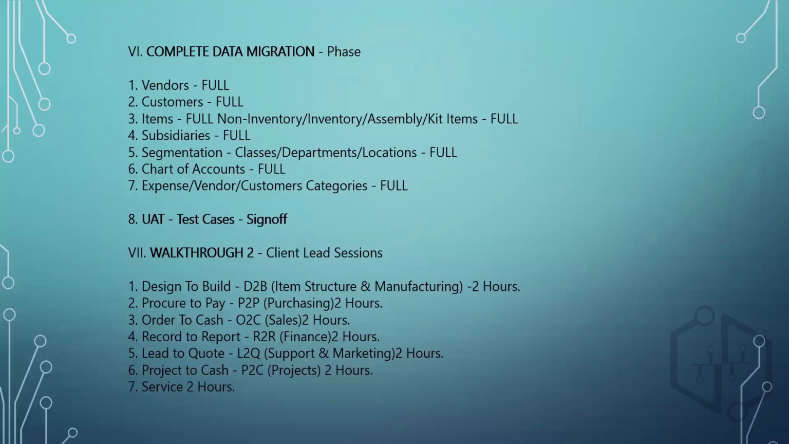Subsidiaries, as it is, we already imported, so that's fine. Segmentation, delta data: just in case they have not provided certain classes, departments, and locations earlier in the data migration phase, they have to give it here in full. So we get that. For the chart of accounts, we have to get the delta data. And then we have the expense vendor categories, expense categories, and customer categories that we need to import. Okay. So this is the list of the complete data migration, which is done after walkthrough one is done.